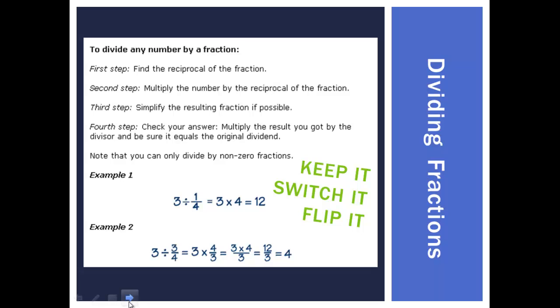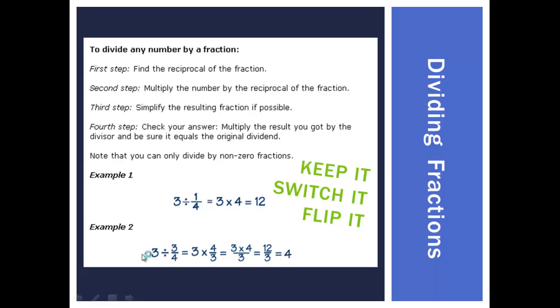Note that you cannot divide with non-zero fractions. So it means you cannot have a 0 in the denominator. That's going to cause you problems. So if I have 3 divided by 1/4 right here, I'm going to rewrite this as 3, the inverse of division, which is multiplication, times the reciprocal of 1/4, which is 4. So the keep it, you switched division and multiplication, and you flipped 1/4 to become 4 over 1, and we just write it as 4. So 3 times 4 is 12.